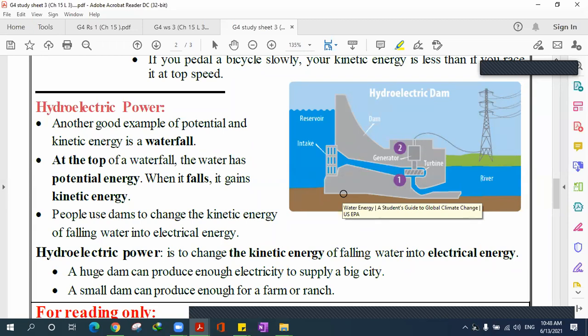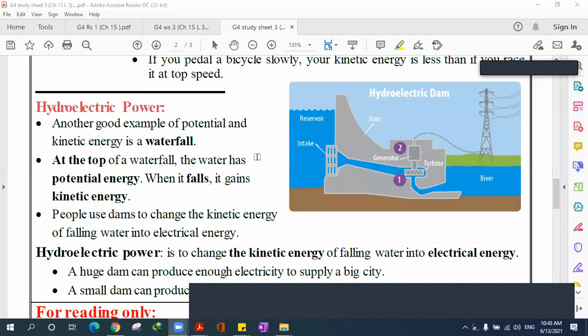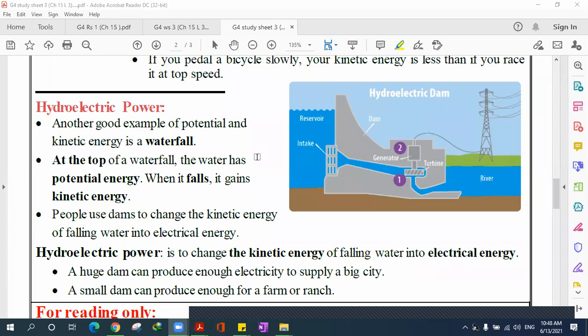But when it starts moving down and hitting the turbine, the turbine will keep on moving. In this case, all the potential energy of the water changes into kinetic energy, because the water started moving downwards. But then this kinetic energy is going to change into electricity because it's going to move all the turbines, and the turbines will actually create electricity. So hydroelectric power is a really good example again of potential and kinetic energy, but of the water, falling water.